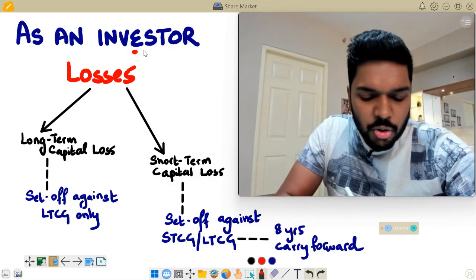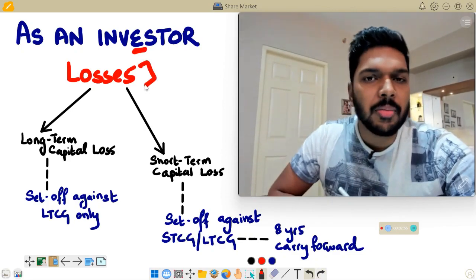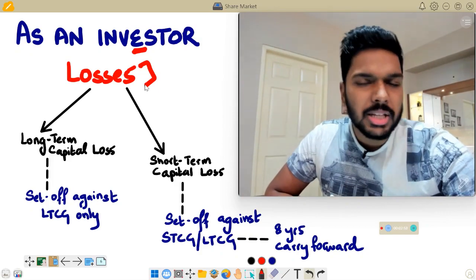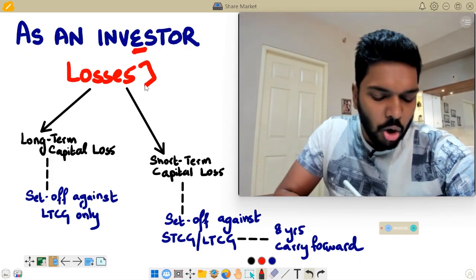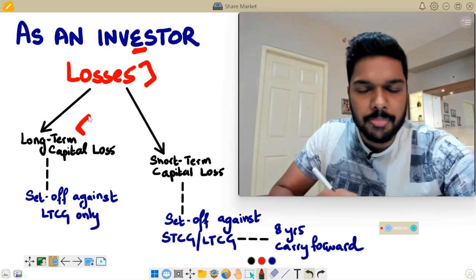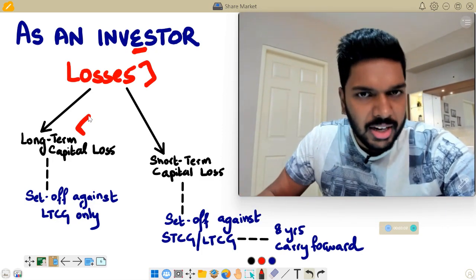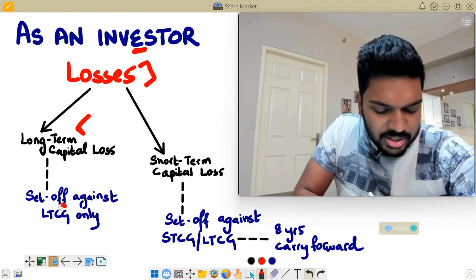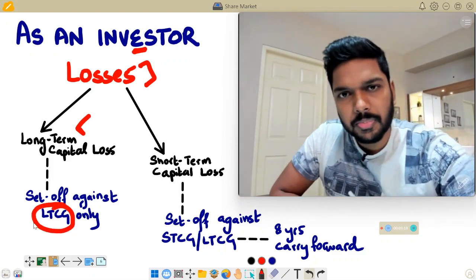Now, as an investor, you could also make losses, whether it is from equity shares, equity-oriented funds, or debt funds. Whatever the case may be, if you get a long-term capital loss, then when you compute your total income at the time you file your return, this loss can only and only be set off against a long-term capital gain.